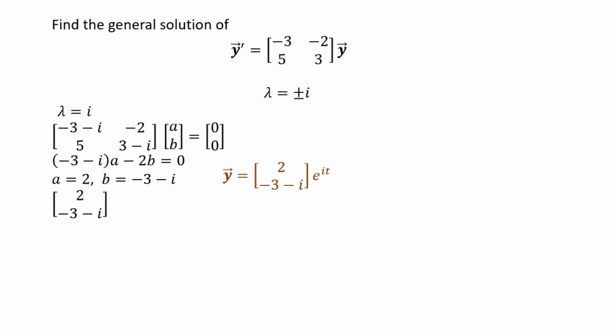Then the next process is to take the standard procedure of taking the eigenvector times e to the lambda t, where lambda is i, and this is one solution to this differential equation. Now, normally what you would do is find the other eigenvector and write it as eigenvector times e to the lambda t for that one as well, and put c1 here and then plus c2 there.